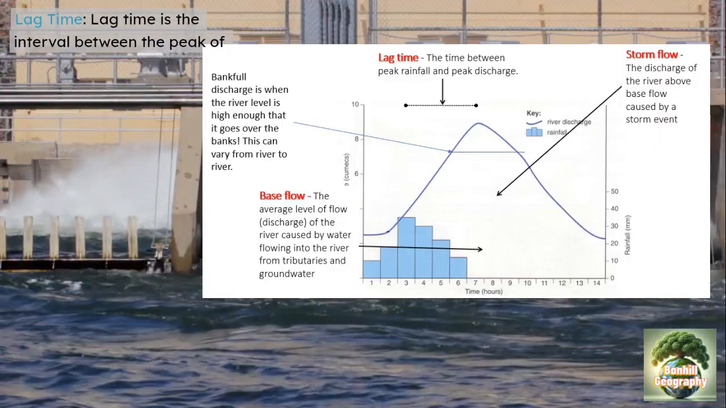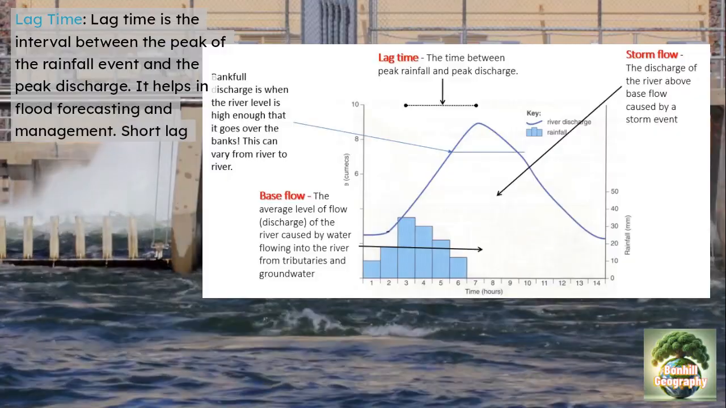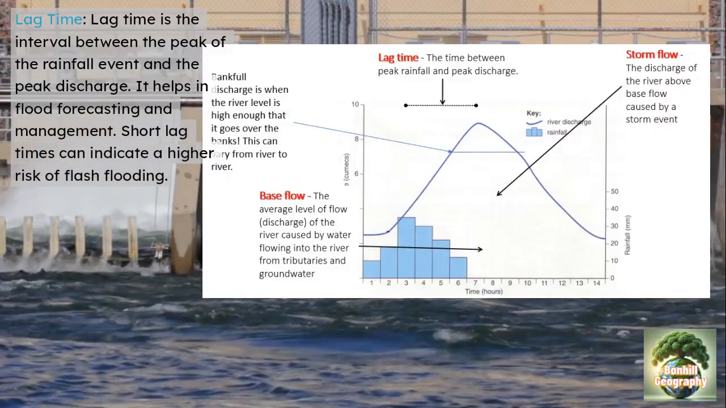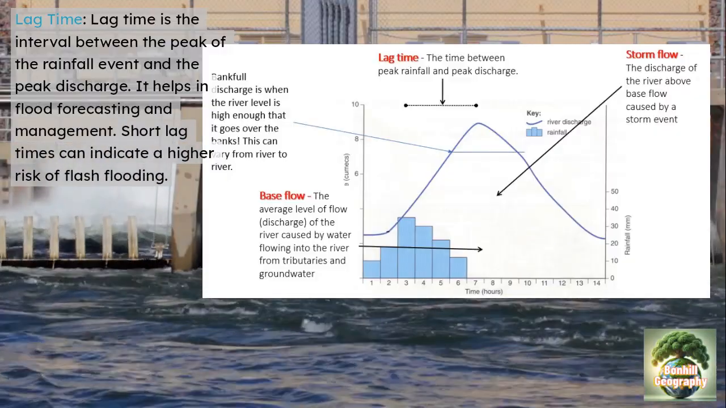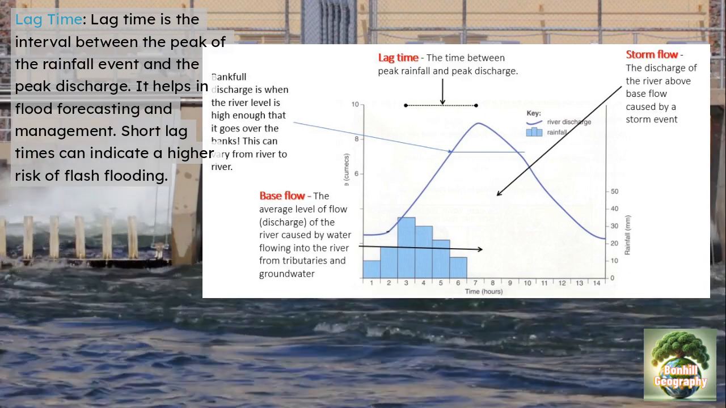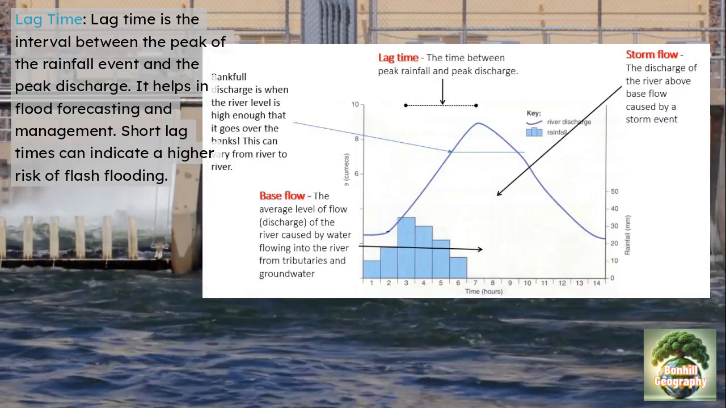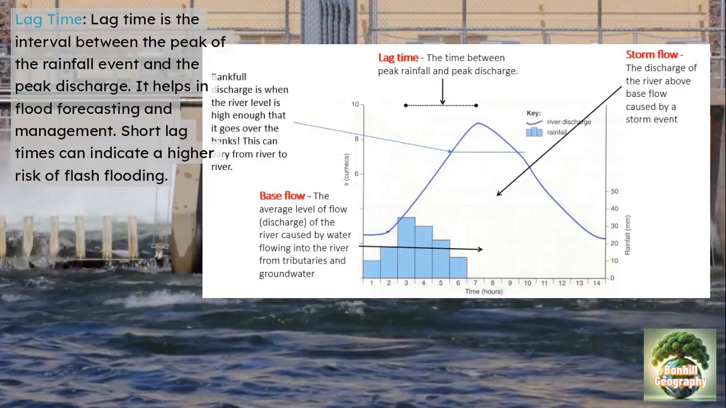Next, we have the lag time. This is one of the most important key terms to remember for your rivers tests. Now, lag time is the interval or time between the peak of the rainfall event, shown by our bar, and the peak of the discharge event. You can see that by the dotted line at the top of the diagram.